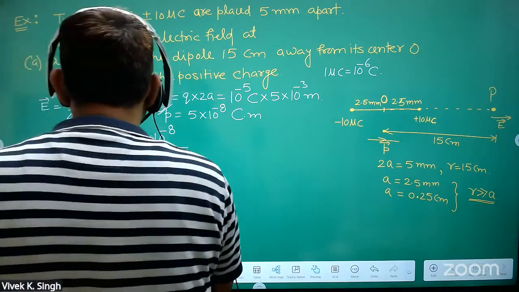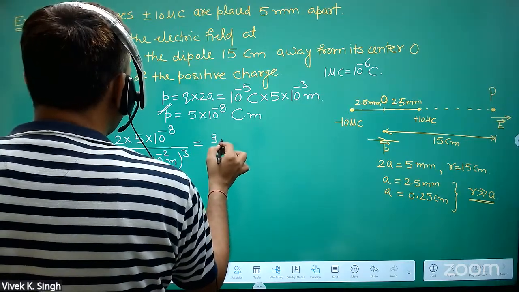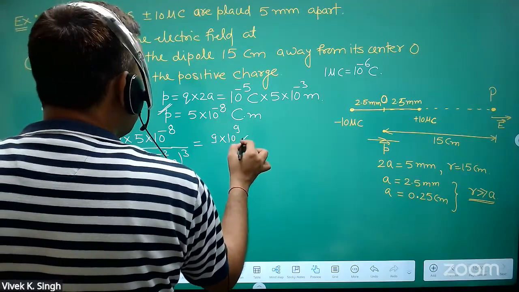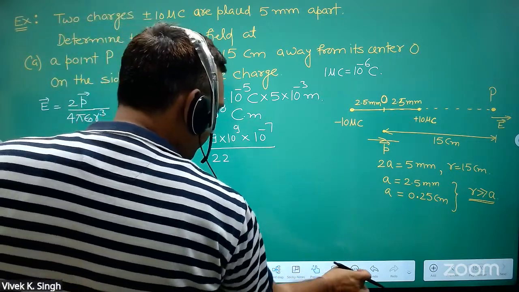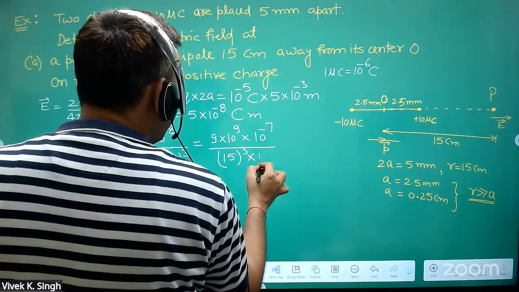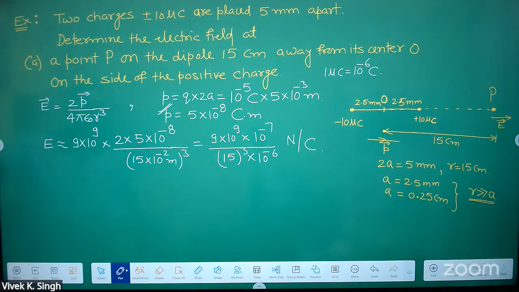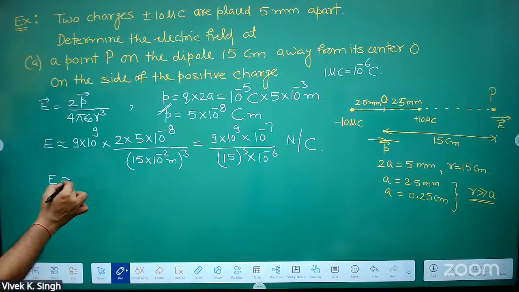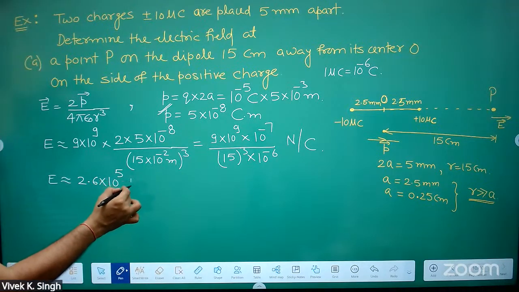So what will be this value? Unit is Newton per coulomb. If you calculate, this is 9 into 10 to power 9, then you have 10 to power minus 7, divided by 15 cube into 10 to power minus 6 Newton per coulomb. And if you calculate this value, I think the numerical value you have to check, this value is 2.6 into 10 to power 5 Newton per coulomb.